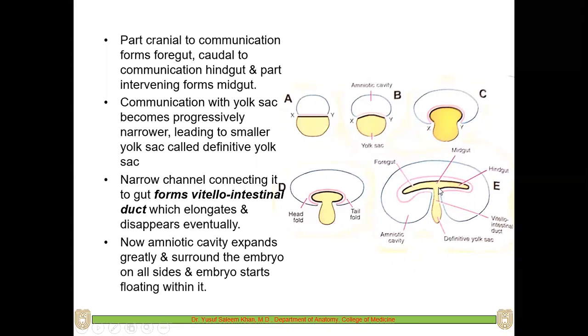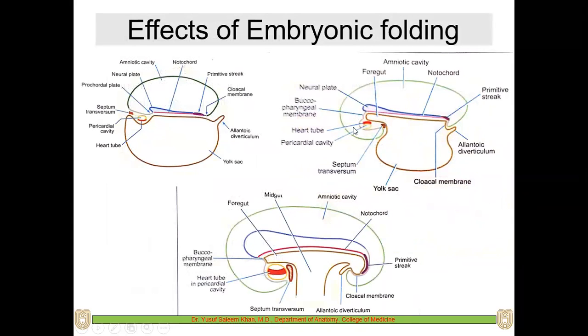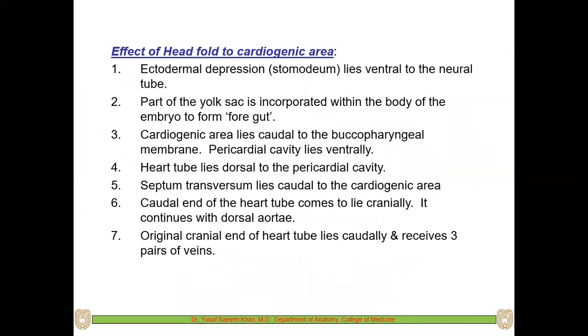Now with the complete folding, the communication becomes very small. So this secondary yolk sac itself forms the definite yolk sac. All these details we'll discuss again later, so I will not go into details about this. This is again the embryo folding. We'll have a separate lecture on the foldings of the embryo where we'll discuss all this in detail.